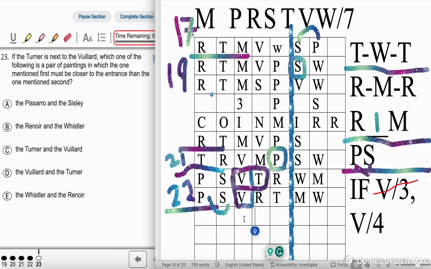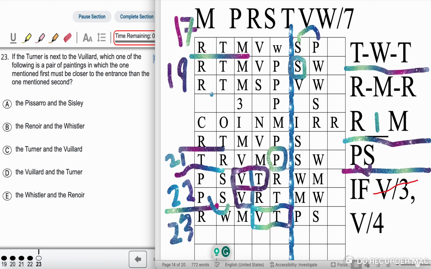Let's go ahead and create 2 worlds where we're going to see that T is next to V. And these 2 worlds we have right now that we created, T is next to V, and this is going to be for question 23. This could be the last question here. With that being said, I'm going to go through these answers one at a time, so make sure we get it correct though.